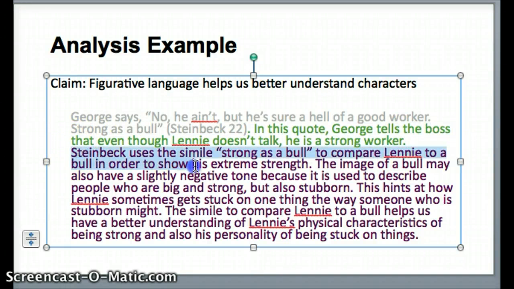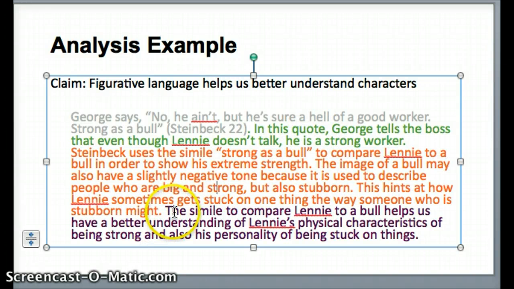Steinbeck uses the simile strong as a bull to compare Lenny to a bull in order to show his extreme strength. The image of a bull may also have a slightly negative tone because it is used to describe people who are big and strong, but also stubborn. This hints at how Lenny sometimes gets stuck on things the way that someone who is stubborn might. Okay, so this is all step 2. Break it down.